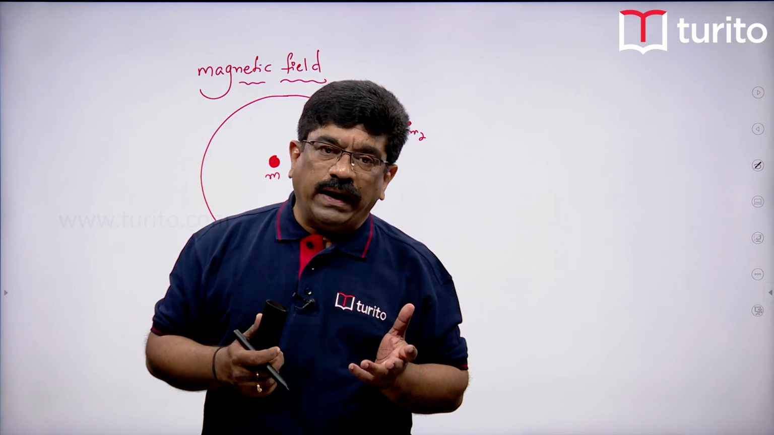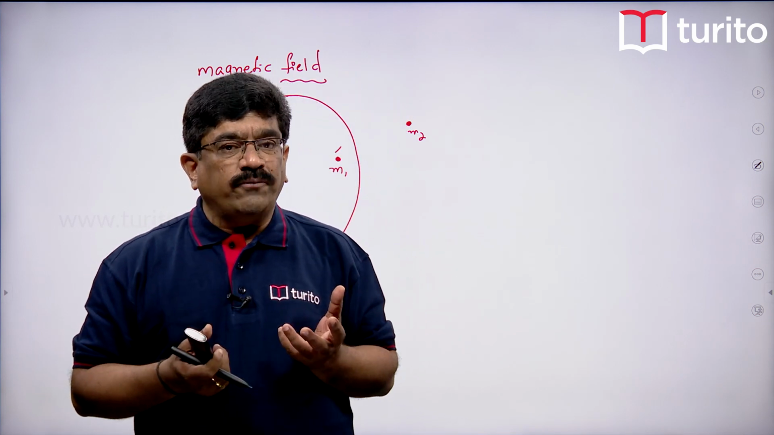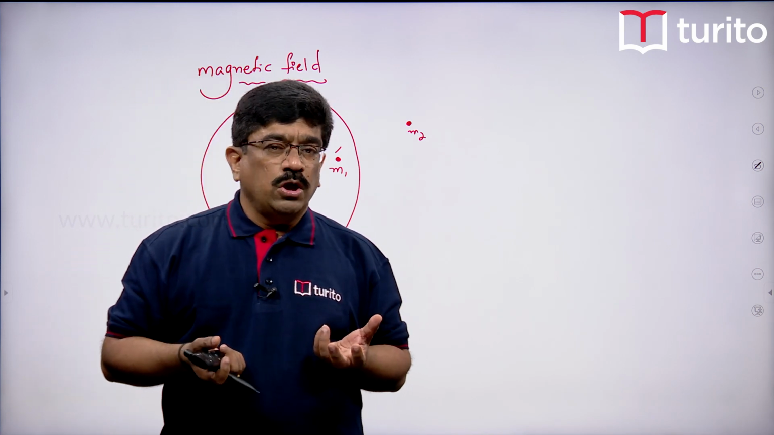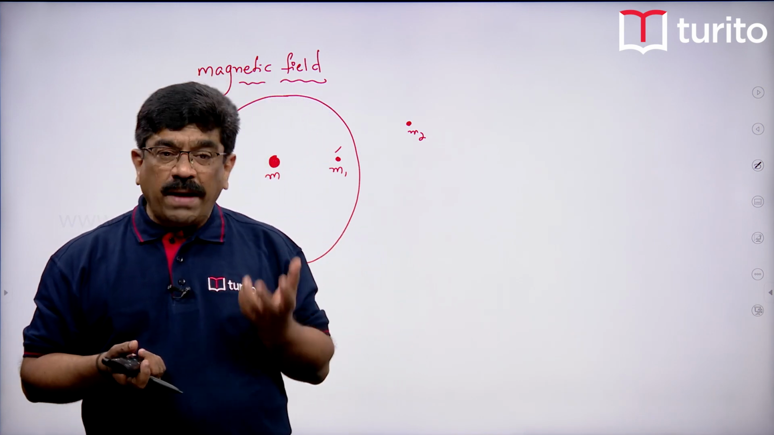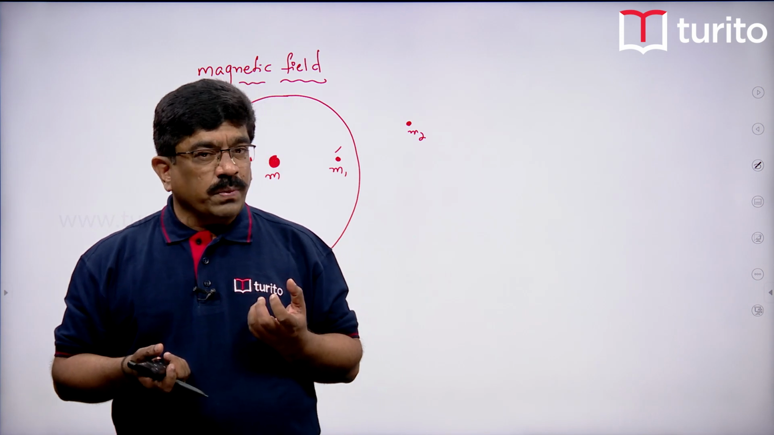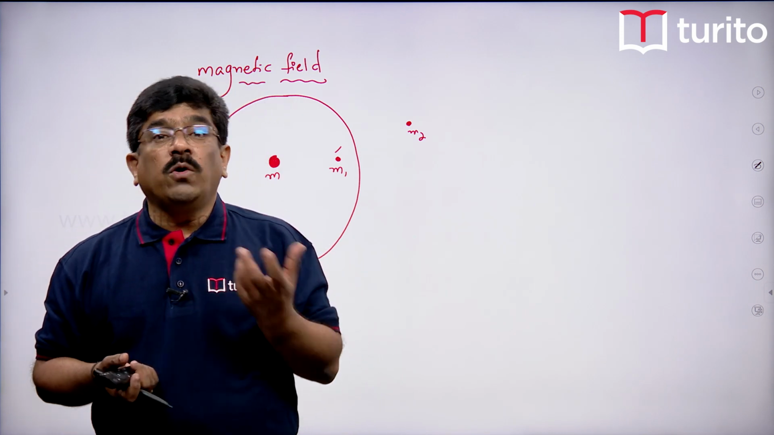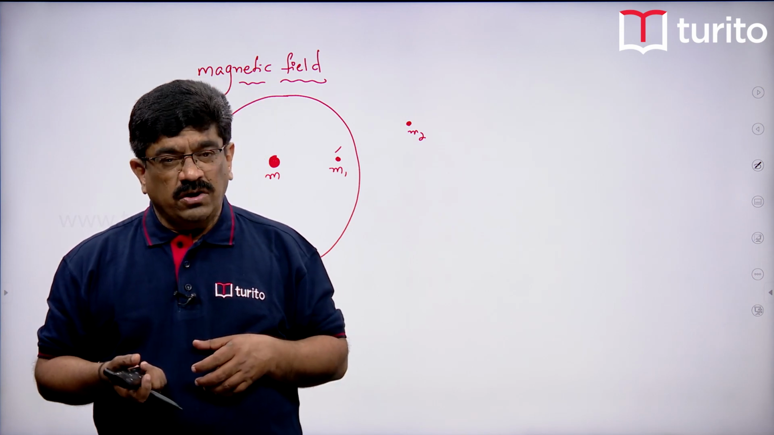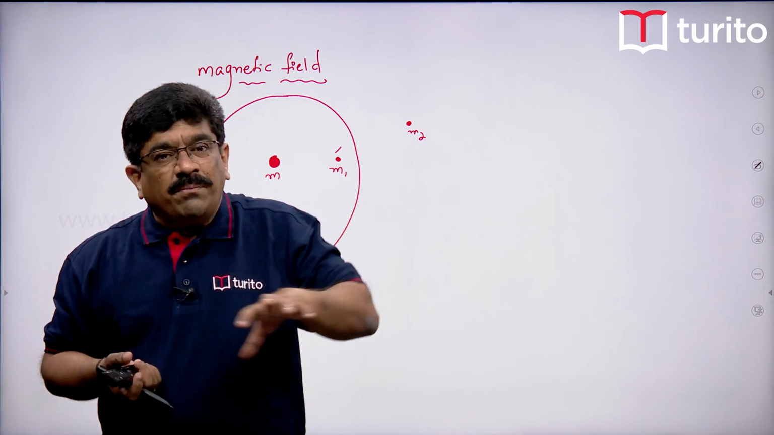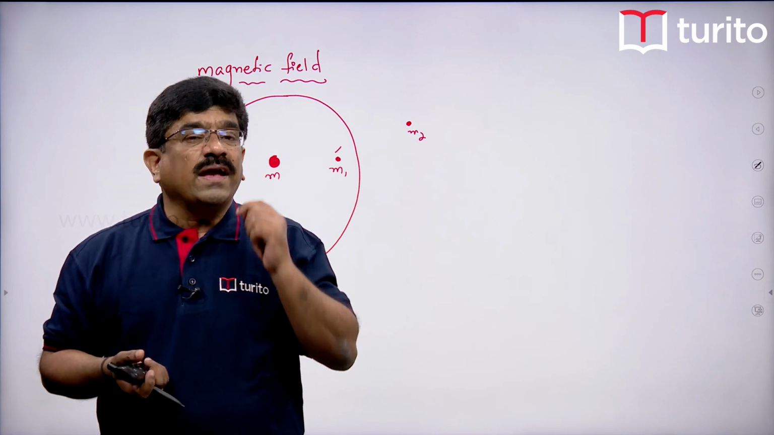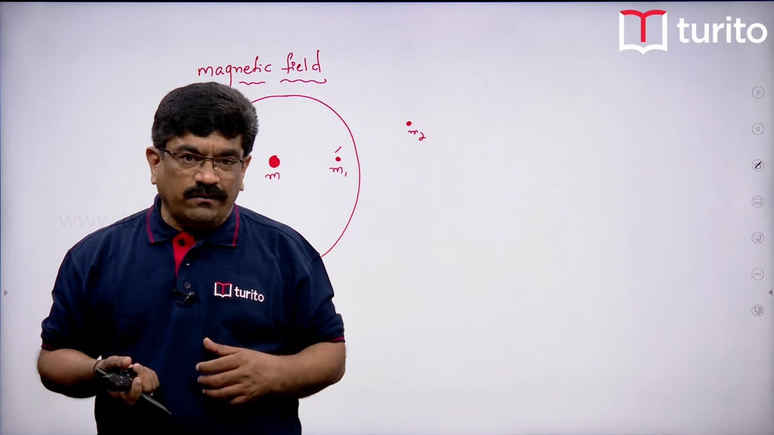Regarding the magnetic field, we can classify it into two types: uniform magnetic field and non-uniform magnetic field. Uniform magnetic field means the magnetic field within which the strength of the field is the same at every point, both in magnitude and direction. Such a magnetic field is called a uniform magnetic field.